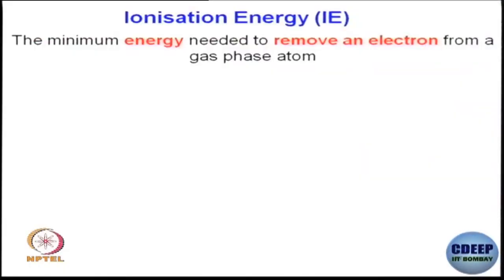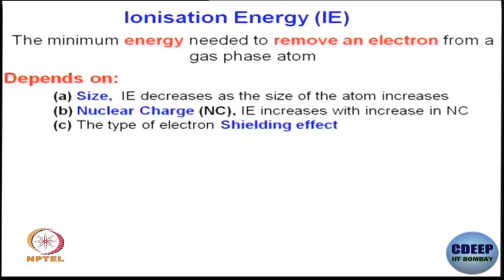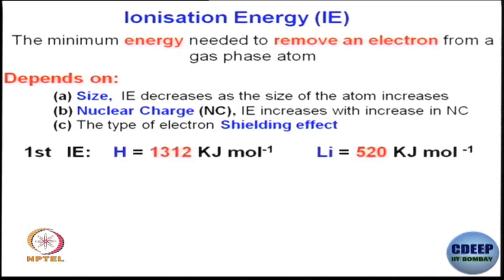What is ionization energy? Ionization energy is the minimum energy that is required to remove an electron from a gas phase atom, right? If the size from left to right is decreasing, and you have really strong attraction between nucleus and your outer sphere electron, I think removing electron is going to be very difficult, right? So, effectively what we will see is that ionization energy will increase dramatically from left to right.